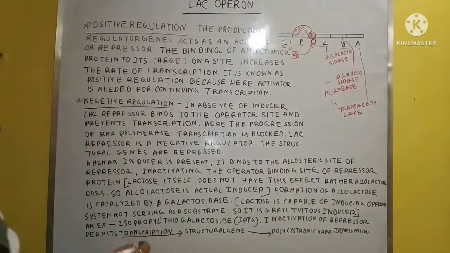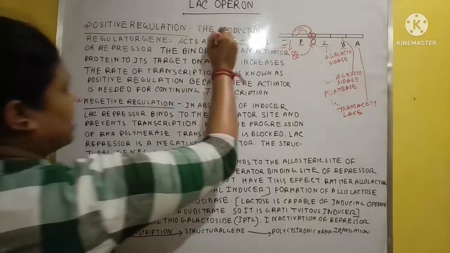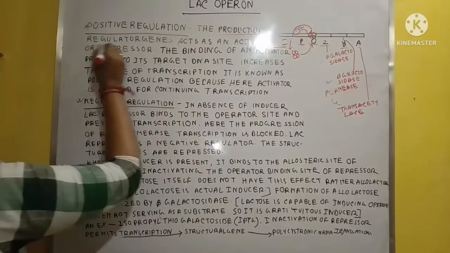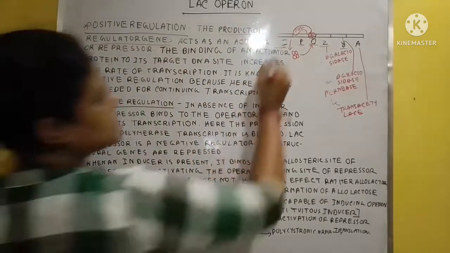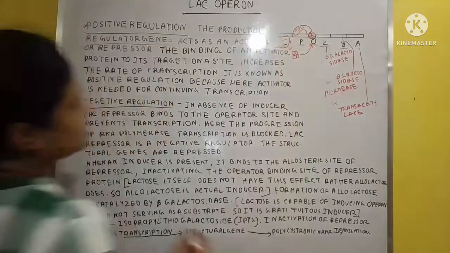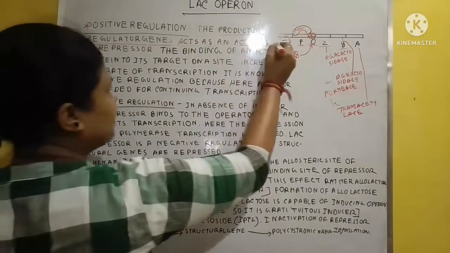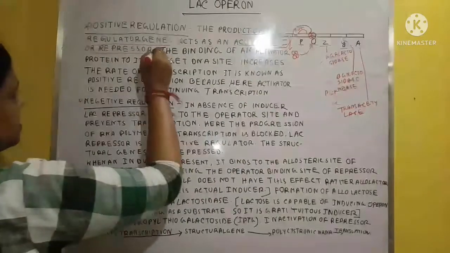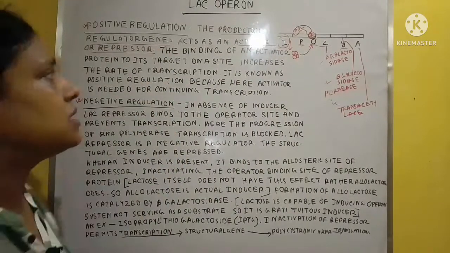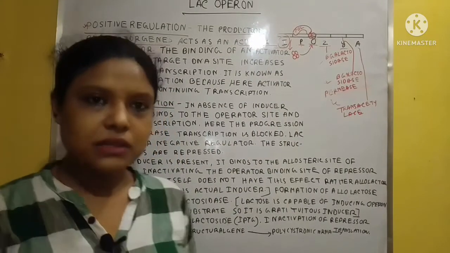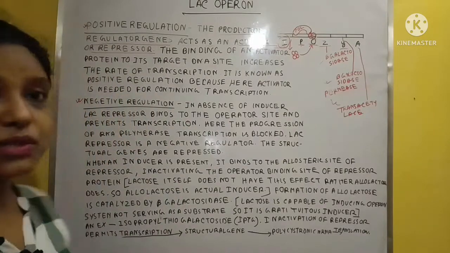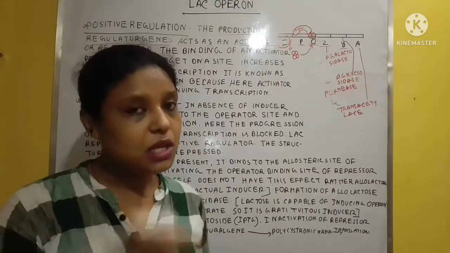Okay. So what happens in case of positive regulation? Generally, the product of the regulator gene, what is the regulator gene? This is the I gene. This acts as an activator or a repressor, as it helps to activate the transcription or translation process, or sometimes it represses the total procedure.